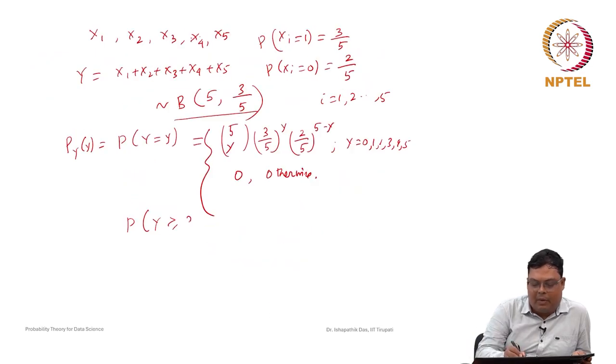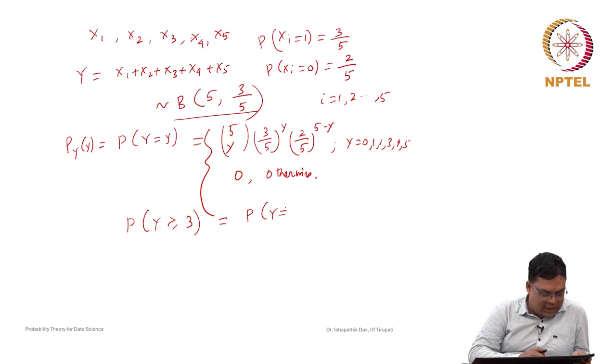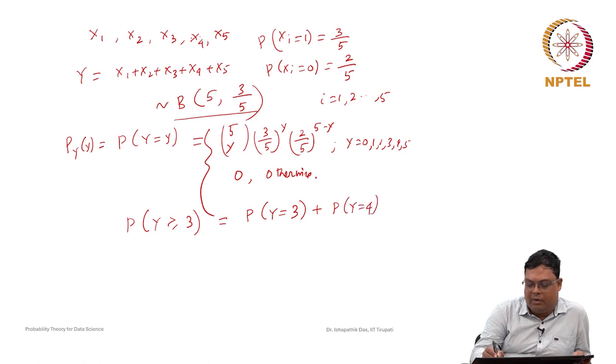So, probability that y is greater than or equal to 3. Now, one thing we can do is find either directly the probability of y greater than or equal to 3, or use 1 minus the complement. But here 3 is a middle point, so we will not save any time. That is why we can find directly the probability of y equal to 3 plus y equal to 4 plus y equal to 5, because y greater than or equal to 3 means y is equal to 3, y is equal to 4, or y is equal to 5.